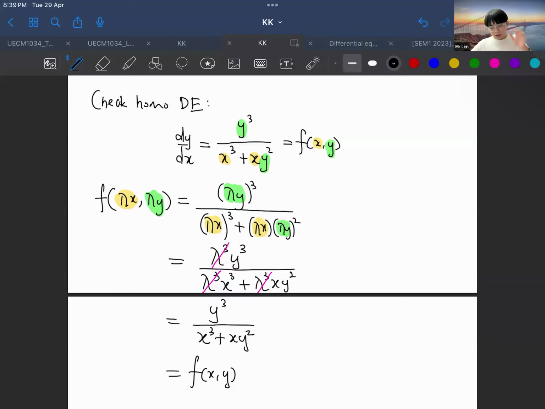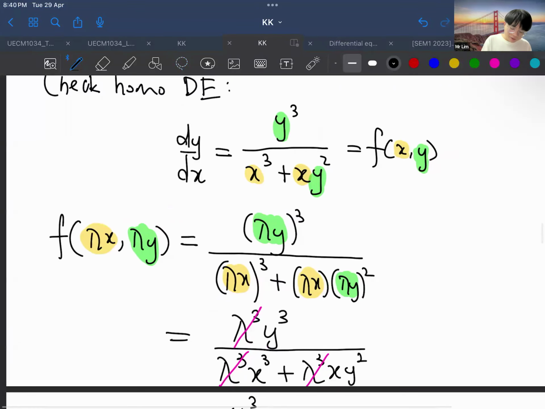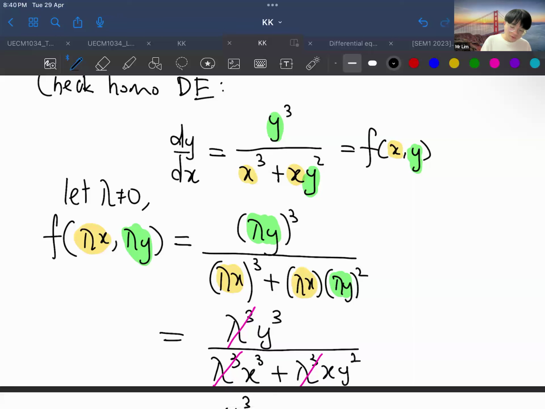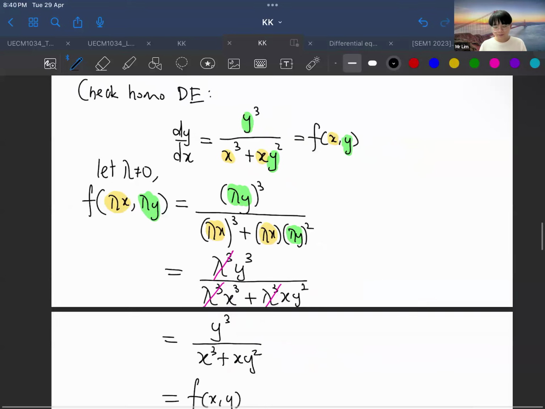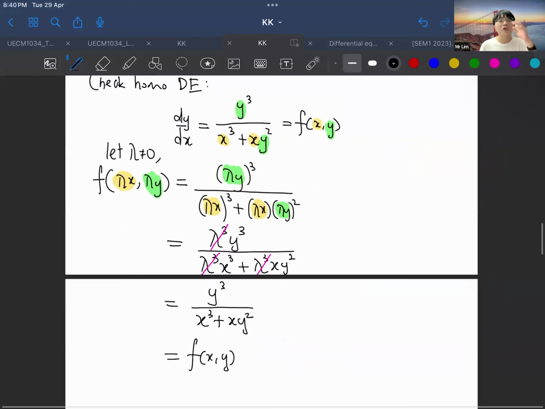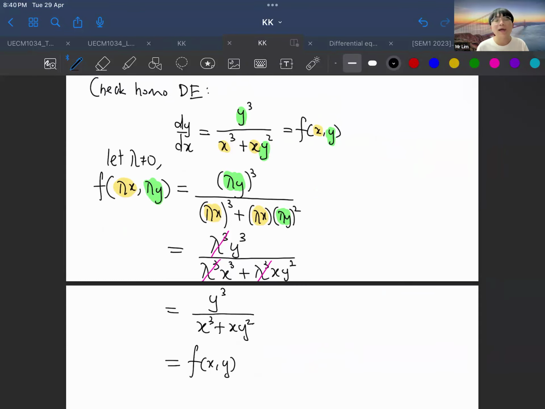So okay, but you can say lah. Before you start, it's better that you say let lambda not equal to 0, just a better starting. What is lambda? Lambda is not a 0 number, whatever. So you have this property. So now you can call your differential equation a homogeneous DE.